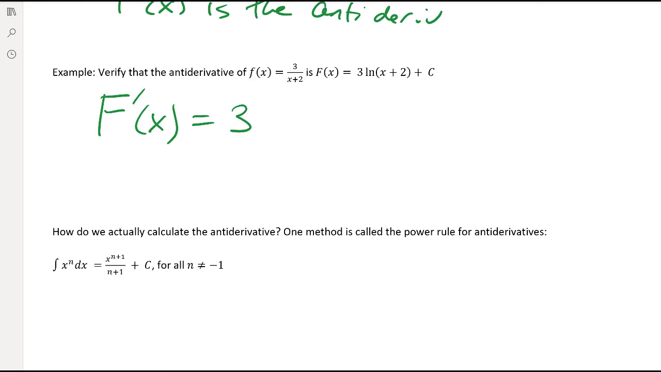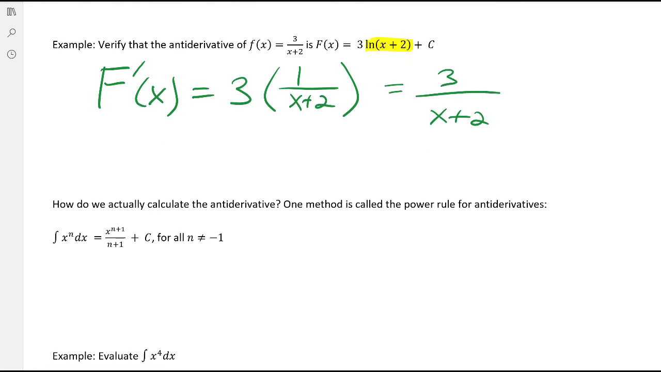And then to take the derivative of the natural log of x plus 2, we take the derivative of the argument, the thing we're taking the log of. In this case, it's 1x plus 2, so that derivative is a 1, and then we put it over the original argument of x plus 2. Just to make this look a little nicer, we can multiply the 3 into the 1 over x plus 2. That 3 multiplies just the 1, so we have 3 over x plus 2.